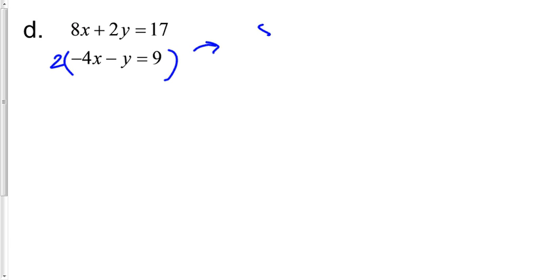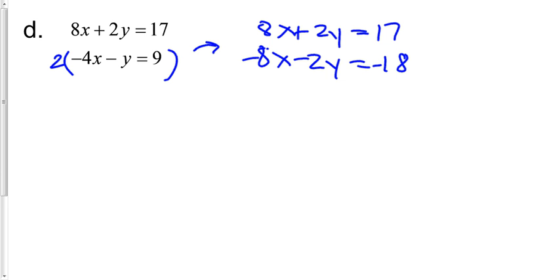8x plus 2y equals 17. Multiplying everything by 2 here, we get negative 8x minus 2y equals negative 18. Now I have opposites here, 8 and negative 8, so if I have opposites I want to add, because the whole goal is to make 0 and eliminate the variable. So 8 plus negative 8 cancels out, we get 0x.